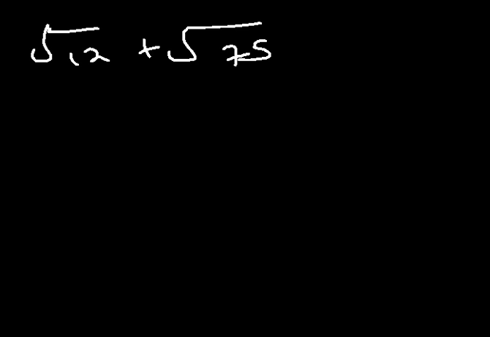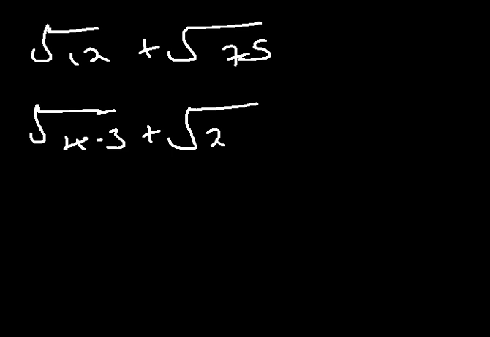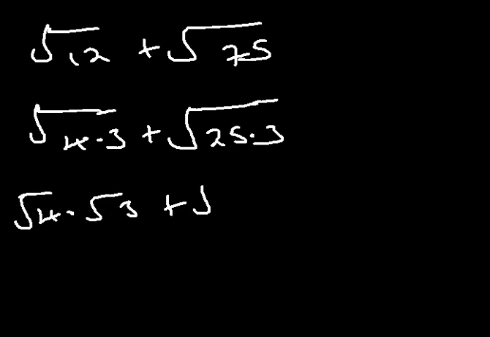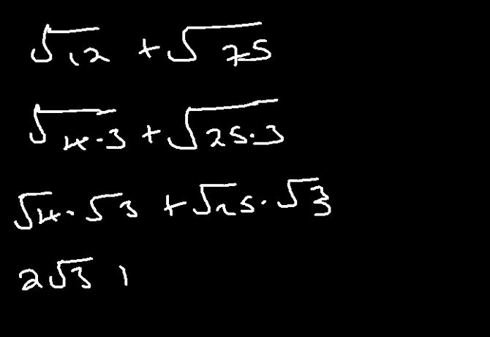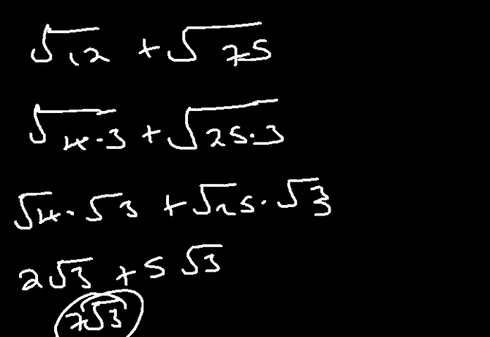So we can break those values into those cases. In this case we have the square root of 4 times 3, plus the square root of 25 times 3. Of course, this is the same as the square root of 4 times the square root of 3, plus the square root of 25 times the square root of 3, which is the same as 2 times the square root of 3 plus 5 times the square root of 3. This is the same as 7 times the square root of 3. That is the way out in that case.